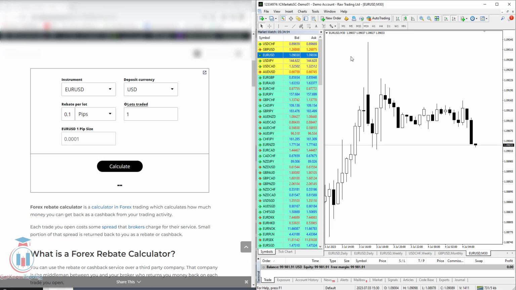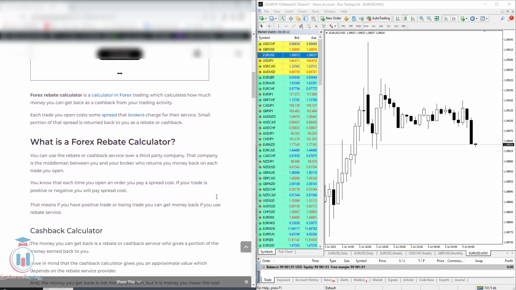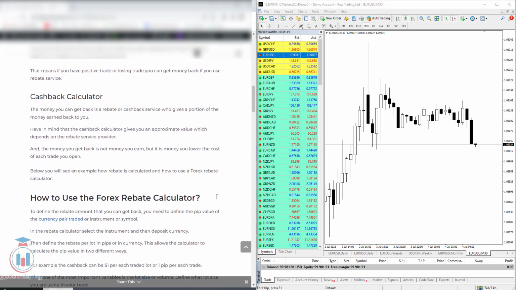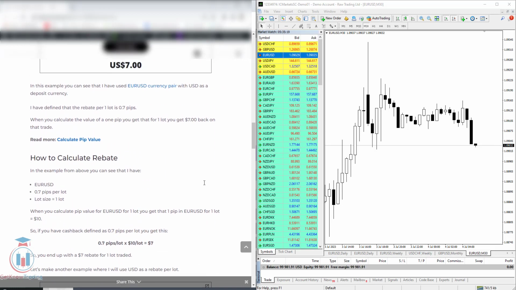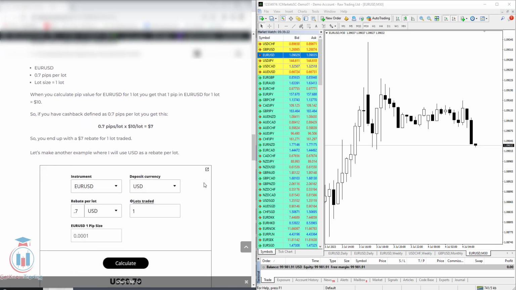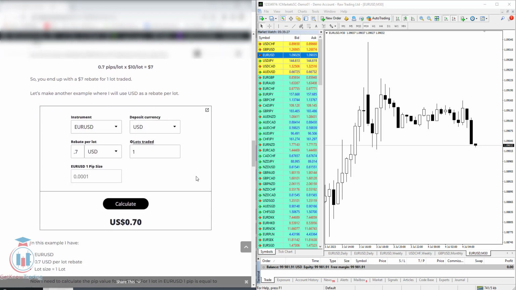On the right side you can see I have EURUSD currency pair, and below that you can see that the current balance is 99,000 US dollar as a currency. Here on the left side you will see that in this article, I will put also the link below in the description, you will see what is a rebate calculator, how do you use it, and also how to calculate this rebate manually and also by using the calculator. You will see what is the formula behind the calculator, so you can understand how to calculate any other value and also any other rebate from any other provider.